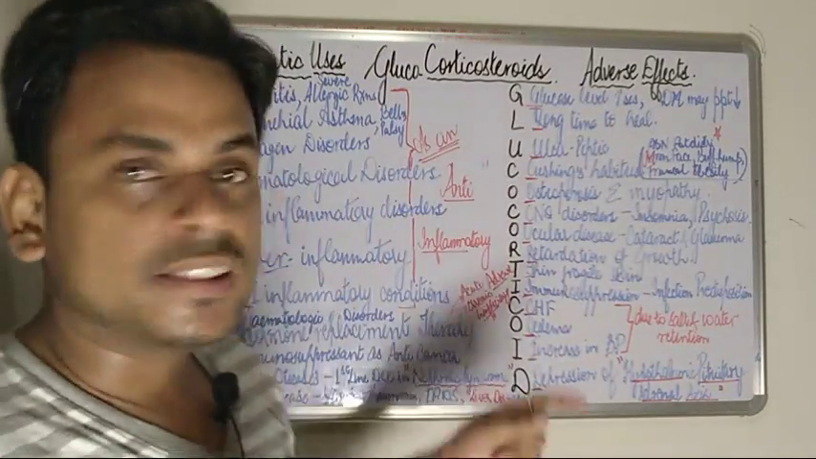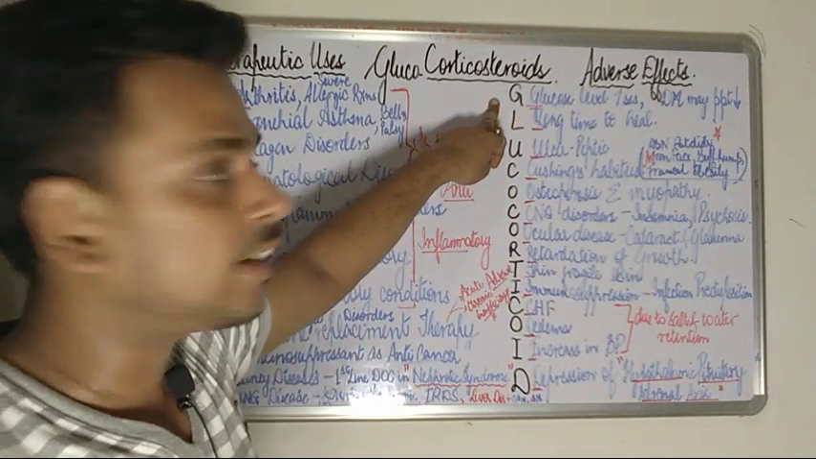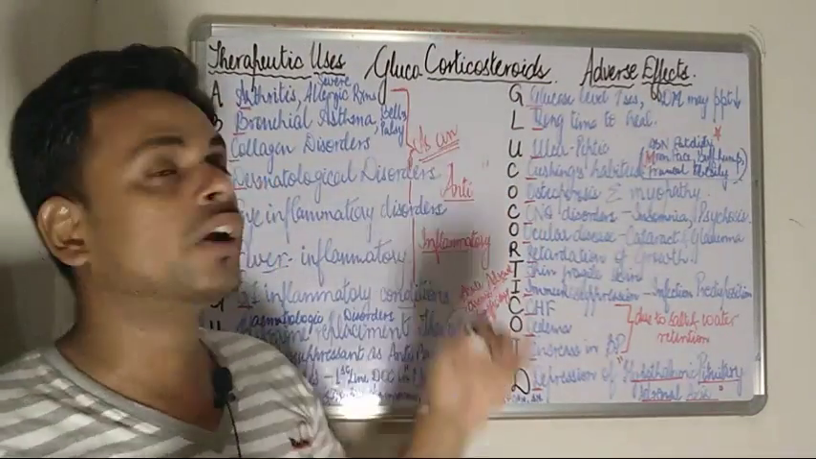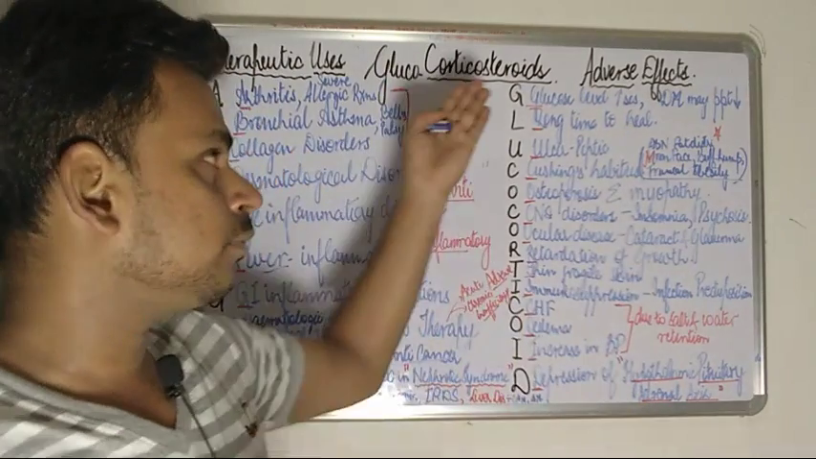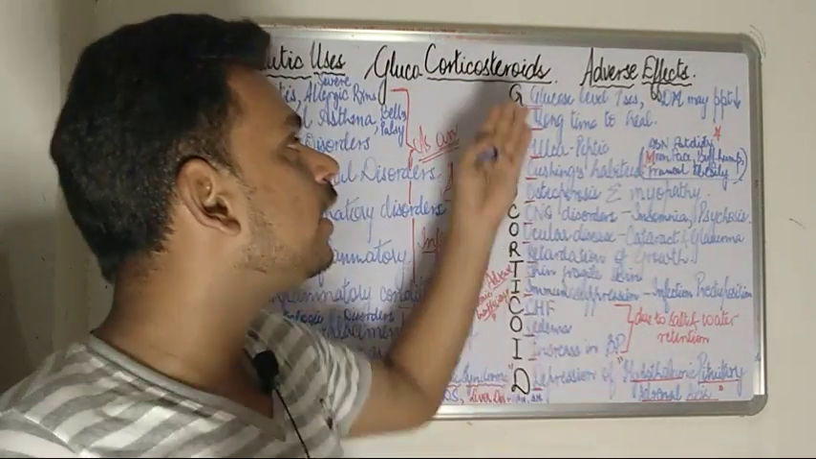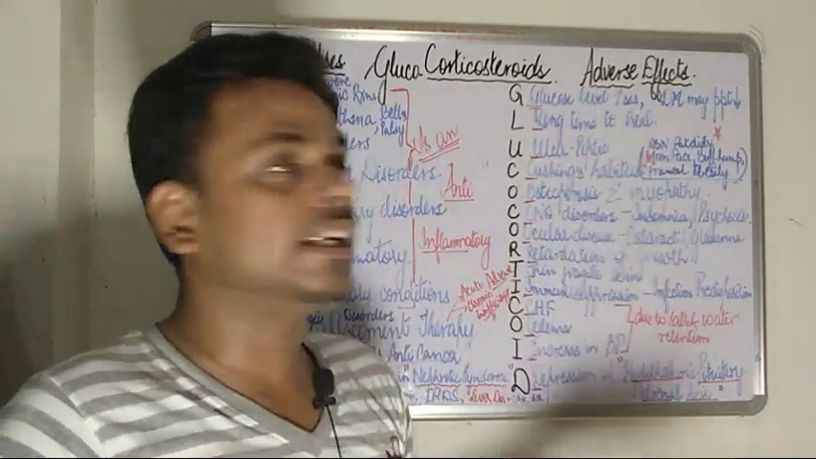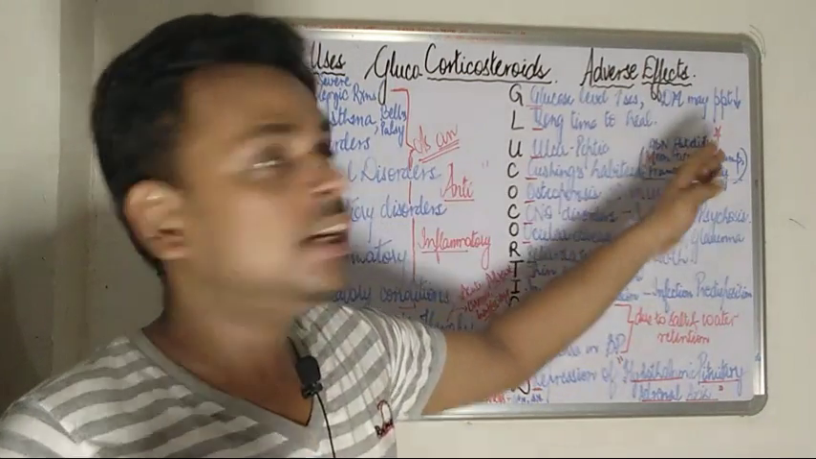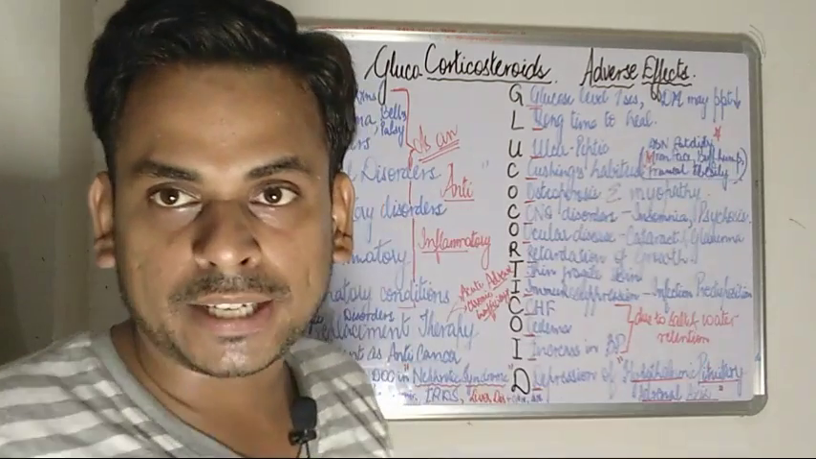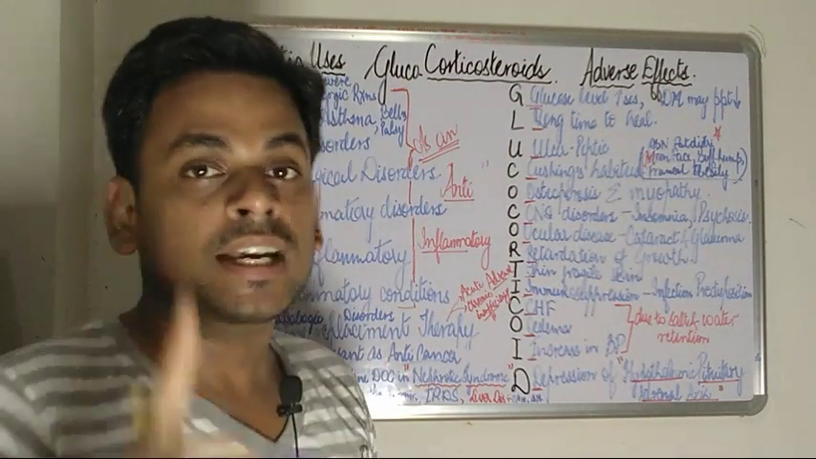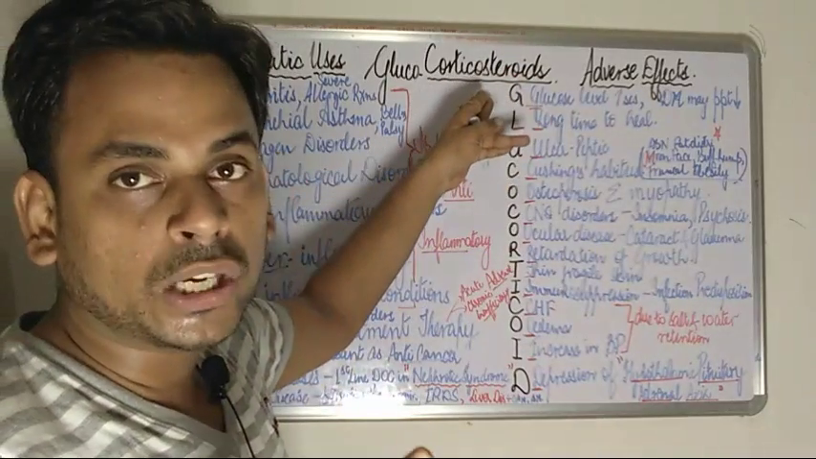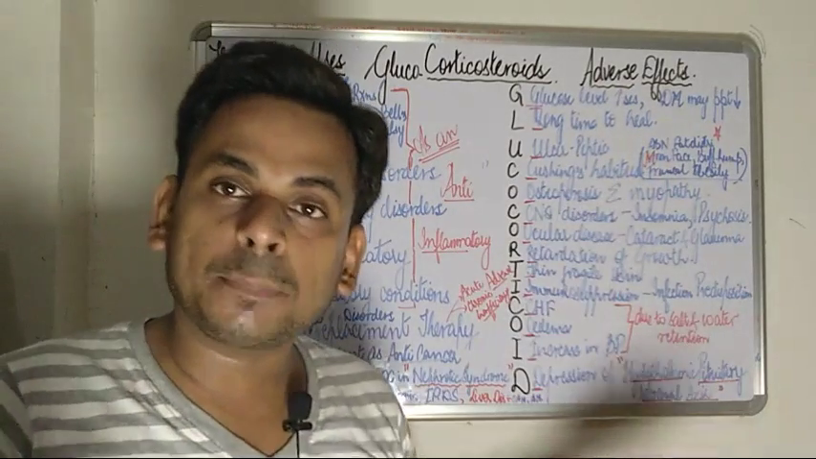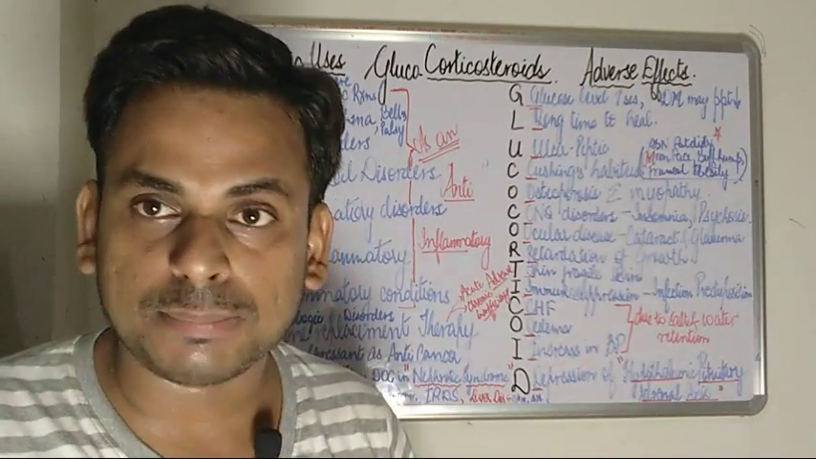So the first G of the glucocorticoid refers to glucose level increases. The adverse effects of the glucocorticoids can be seen in that the glucose level of the patient can suddenly rise, and diabetes mellitus may be precipitated. So students, the first adverse effect is from the alphabet G, where the glucose level in the blood of the patient rises, and ultimately the patient may be precipitated with diabetes mellitus.